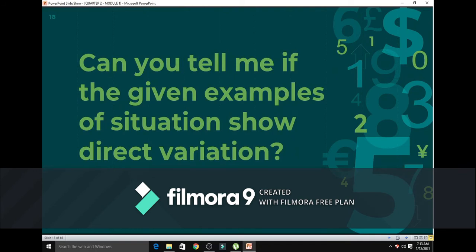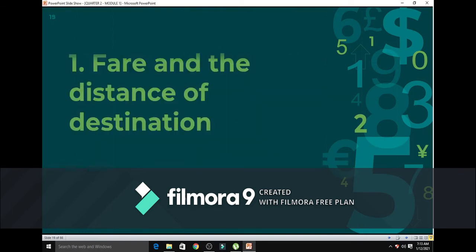So, I have here examples of situations and you're going to tell me if it shows direct variation. So, the first one, fare and distance of destination. So, pamasahe at saka layo ng iyong pupuntahan. Kapag ba ikaw ay nakatira sa Santa Maria at pupunta ka sa Pulong Buhangin, magkano ang pamasahe? 10 piso. So, paano pag pumunta ka ng Garay, magkano na pamasahe? 10 pesos pa rin ba? So, ito bang example number 1 ay nagpapakita ng direct variation?